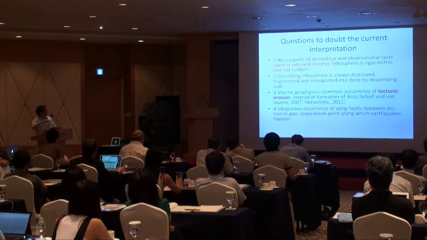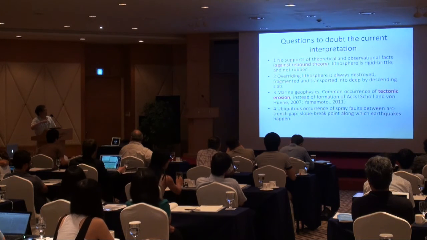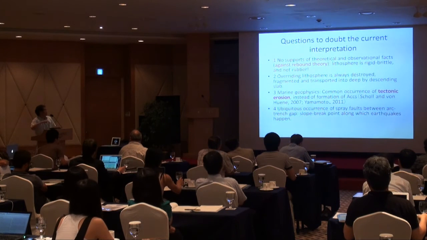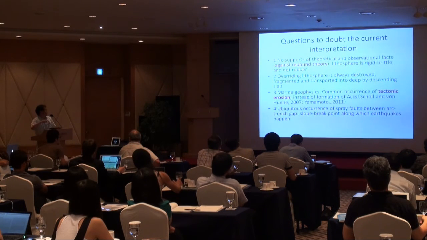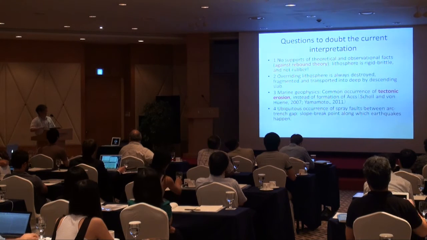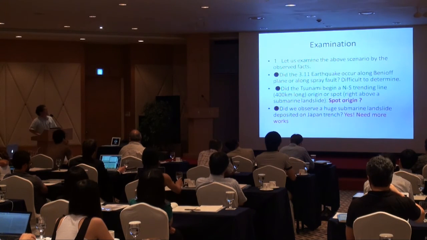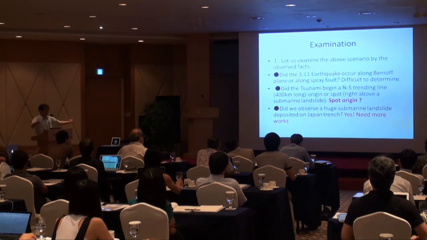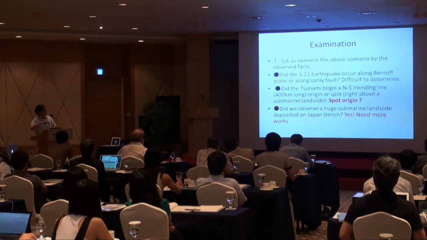Fourth, ubiquitous occurrence of shipwreck faults between arc-range gap, slope break point. This is a point along which earthquakes happen episodically. So let's examine the above scenario by the observed facts. I am not specialist. I cannot collect data by myself. But important key points, and I will summarize.